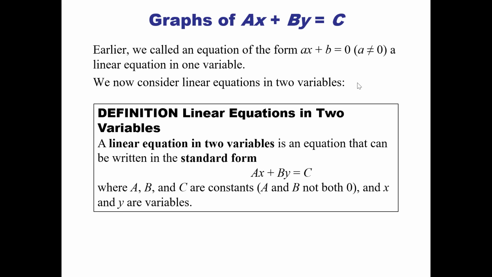Now we consider linear equations in two variables, which are x and y. A linear equation in two variables is an equation that can be written in the standard form ax plus by equals c, where a, b, and c are constants, and a and b are both not equal to 0, and x and y are the variables that we can plot on the x and y axes.